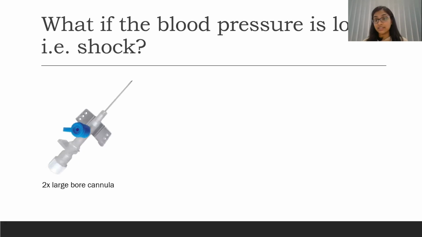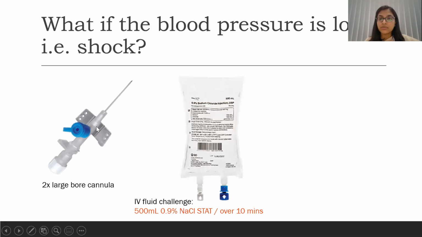So first of all, in an OSCE examination, you want to say that I would like to insert 2 large bore cannulas. So this is usually 14 gauge or 16 gauge cannulas, so the gray ones or the orange ones. Then you want to give them a fluid challenge. So that's usually 500 ml of 0.9% NaCl, which is normal saline, over 10 minutes. So this is typically what they expect you to say. And this is typically what you'd give to a patient if their blood pressure is low.